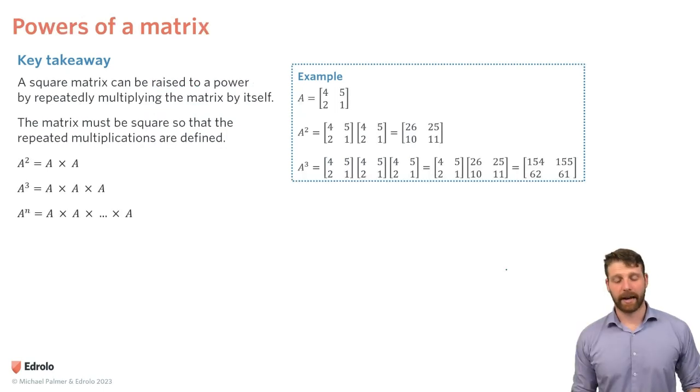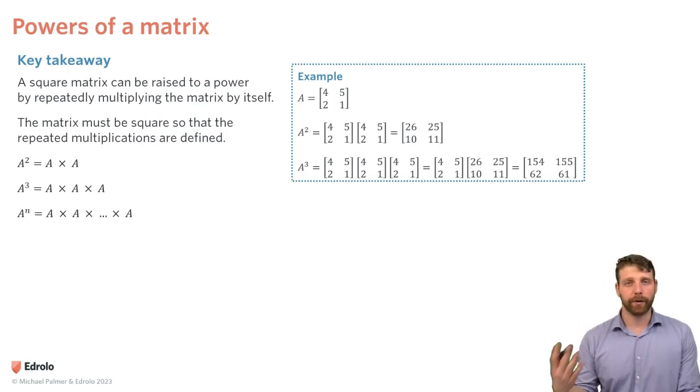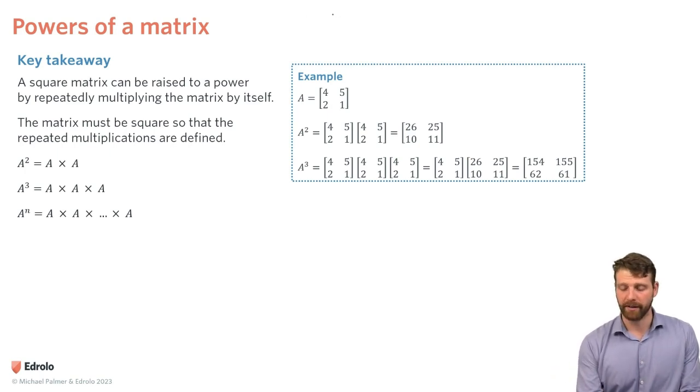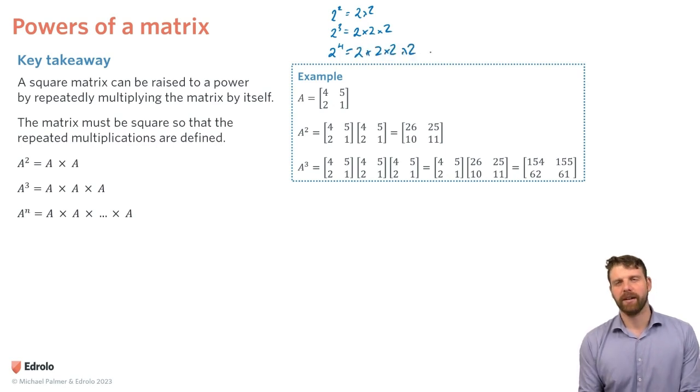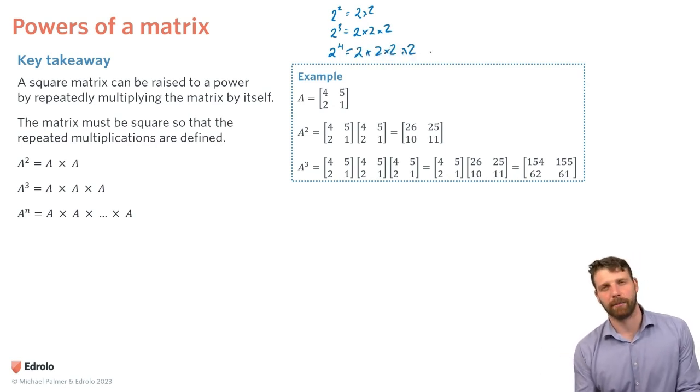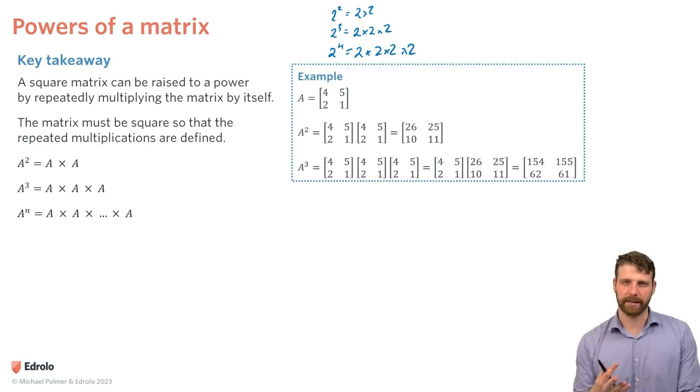Hopefully that makes sense. Okay, onto powers of a matrix. If you've worked with powers before, or exponents or indices, you probably remember what they mean. If I had 2 squared, this would be 2 times 2. If I had 2 cubed, this would be 2 times 2 times 2. 2 to the power of 4 would be 2 times 2 times 2 times 2. So it's the number of times you multiply something by itself. And the concept here is exactly the same.